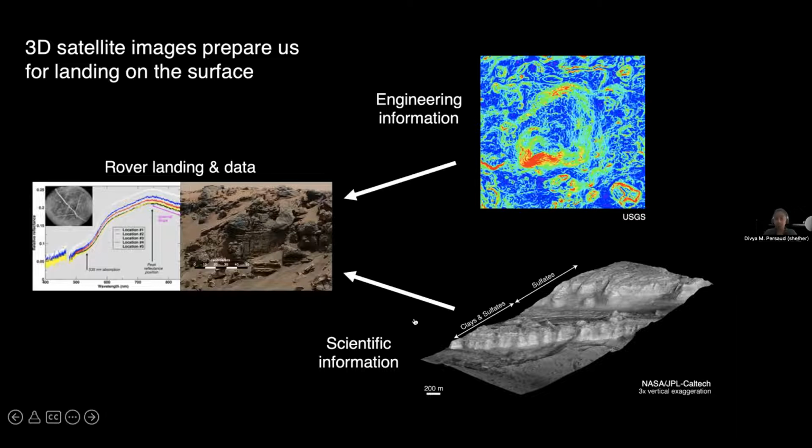And then in this corner, there's a bit of a 3D perspective view of an image. Again, I'll explain all of this soon. That exposes some interesting different mineralogies, and so that's scientific information that we can use for picking a landing site and also figuring out where to drive a rover. And all of that eventually leads us to having the rover landing successfully and getting the data that we'd like.